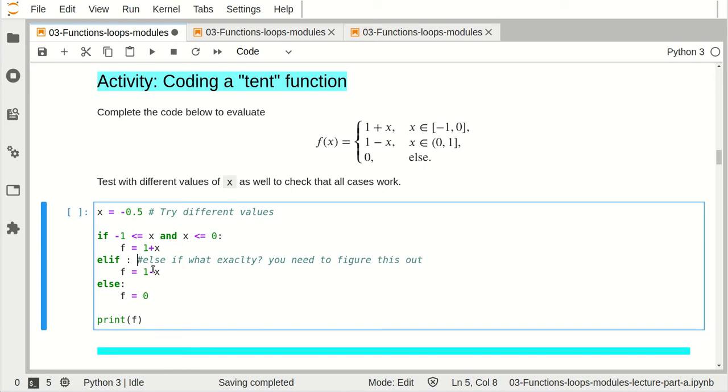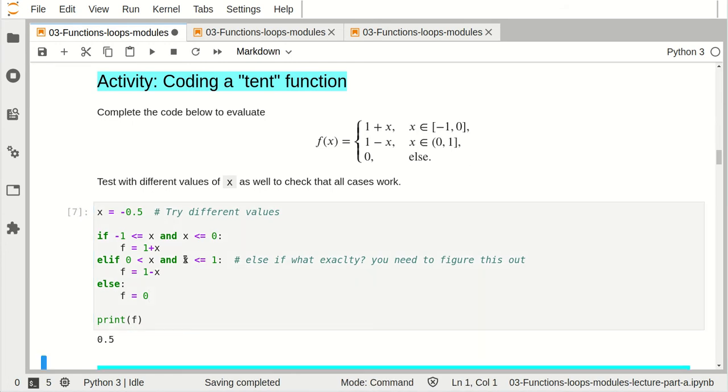Else if what exactly? What are we trying to do here? Let me fix these code comments. You need to figure this part out. Well, it's not too bad. What we need is x to be greater than 0. 0 has to be less than x, and we need x to be less than or equal to 1. That's it. Then f is equal to 1 minus x. Otherwise, else f is equal to 0.